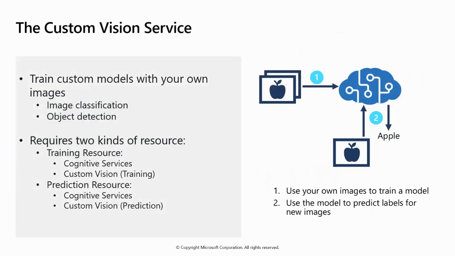To use the custom vision service, we need to provision two kinds of Azure resource. We need to provision a training resource. This is used to train your models, and this can be either a cognitive services resource or a custom vision training resource. For prediction, for the client application, we can use the cognitive services resource or the custom vision prediction resource.